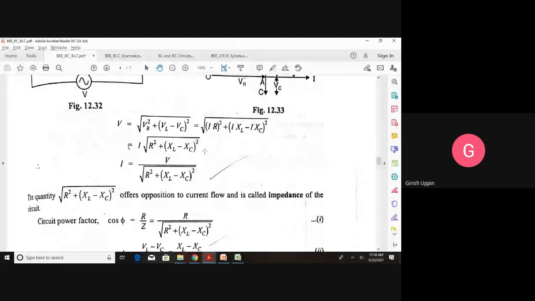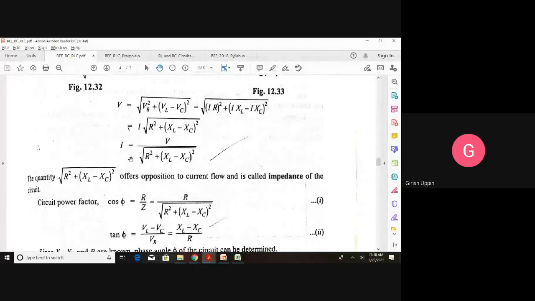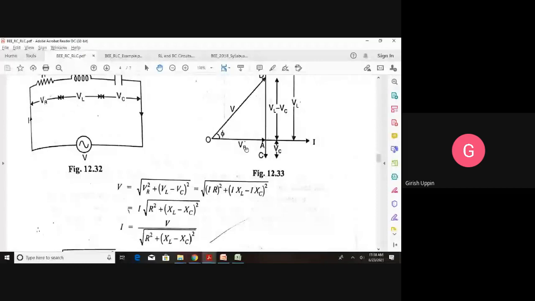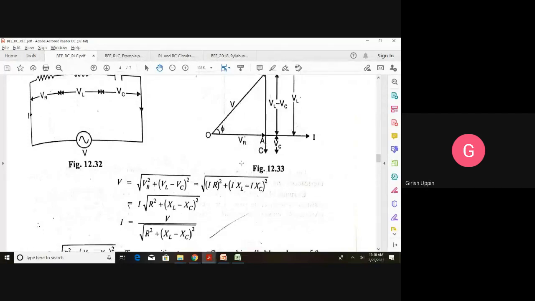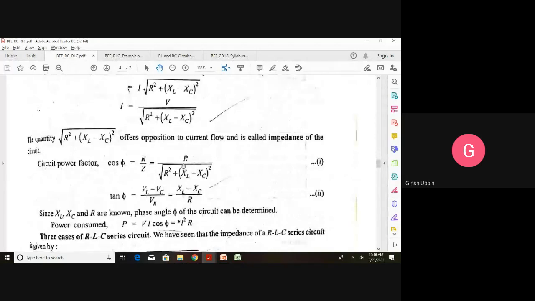So thus, impedance Z is equal to square root of R square plus XL minus XC square, and the power factor cos phi is equal to R by Z. So from this triangle, cos phi is equal to what? This is R by Z. If you convert this into an impedance triangle, this is R, this is XL minus XC, and this is Z. So cos phi is R by Z, and Z we know is square root of R square plus XL minus XC square.